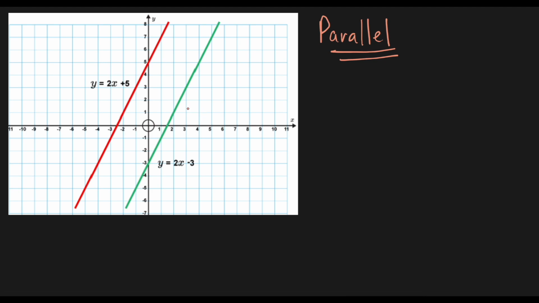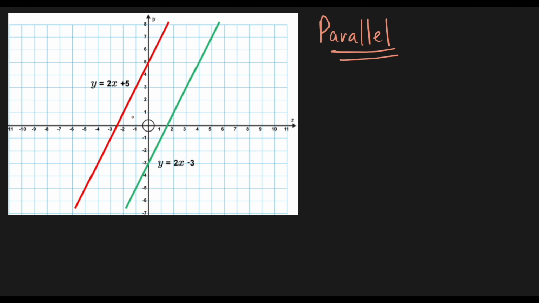What is the y-intercept of the green one? Minus 3. So negative 3 is the y-intercept. And what is the gradient of the green one? 2. Excellent. So the gradient is 2. Now, when you compare the gradients and the y-intercepts, what do you realize between these two?